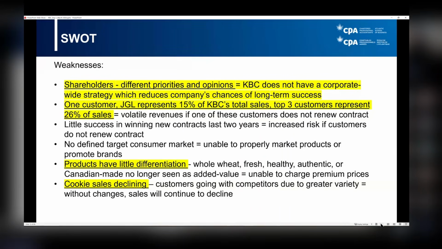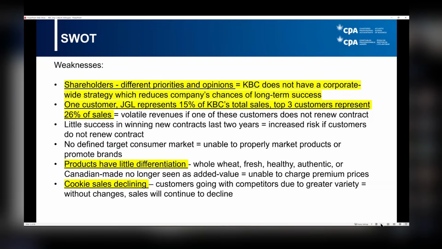Another weakness is one customer, JGL, represents 15% of KBC's total sales, and their top three customers represent 26% of their sales. What does that mean? That means that revenue could be very volatile, especially if one of those customers decides not to renew their contract. The products that KBC sells have very little differentiation.